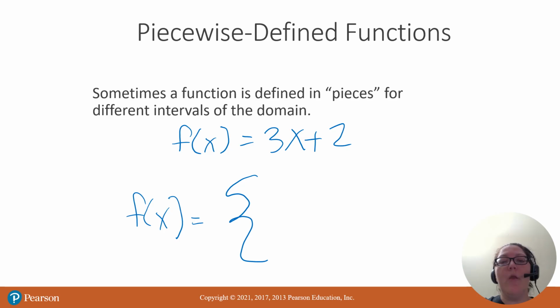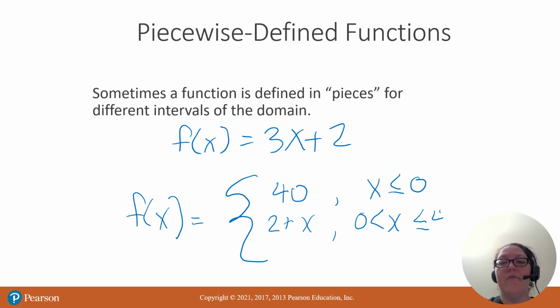But it could be something like 40, and we're going to say that 40 is only going to work when x is less than or equal to 0. And then we're going to have something like 2 plus x, and that's only going to work when x is between 0 and 4. And we'll let it equal 4 here. And then we've got our last part, which we'll let be x squared when x is greater than or equal to, say, 5. Okay? So this would basically be a function.